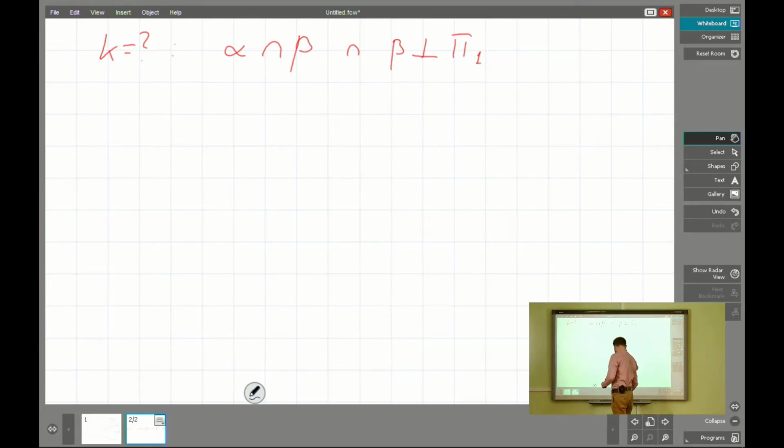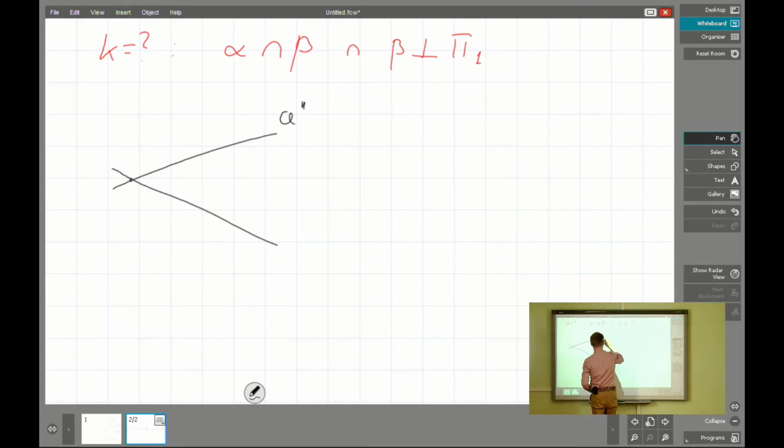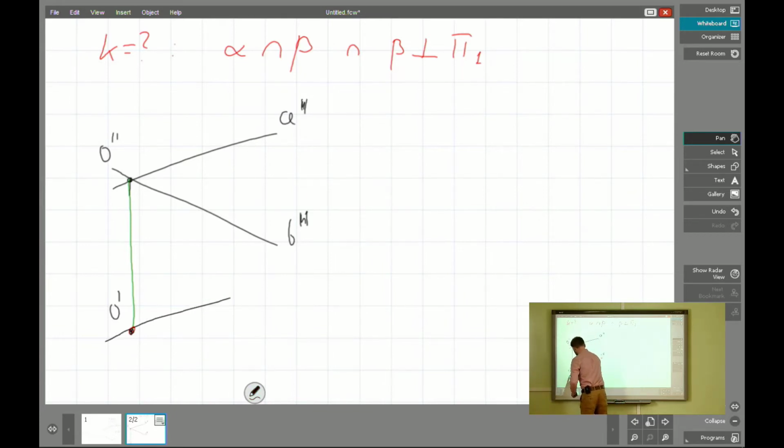Okay, let's draw our assumptions. Alpha given by two lines, for example, let's say A double prime, B double prime. Corresponding projections of that thing. I will use a green line to show the projection line, O prime, and like always, A prime, B prime.